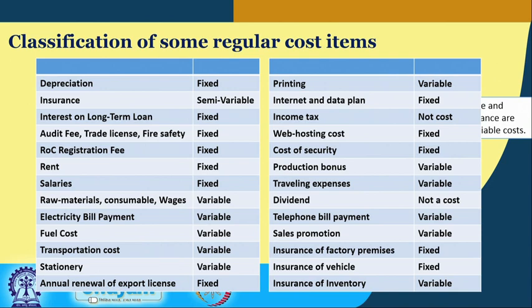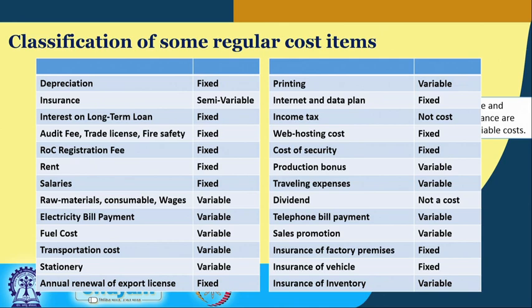Here is a list of items for your ready reference as to what kind of expenses fall under what categories. Depreciation is fixed, insurance is semi-variable, but in case the fixed component is not so large, or the variable component is not at all large, then you can categorize it either this side or that side. Ultimately, it should help you to make an informed decision about break-even. That is the core objective.